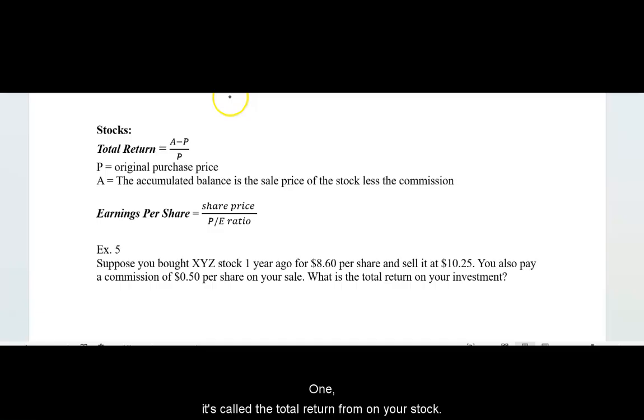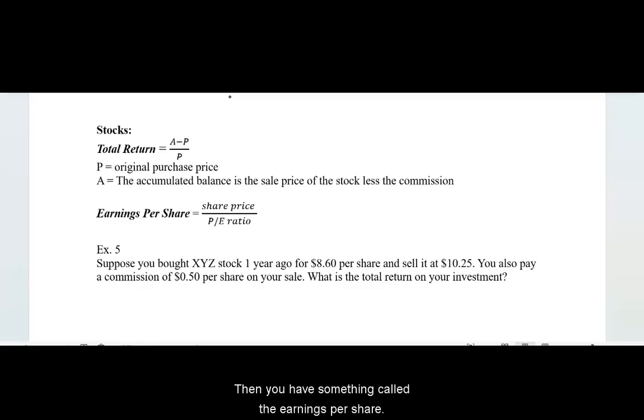One, it's called the total return on your stock. What is your total return? The formula is A minus P divided by P, but let's talk about what those variables are. P is the original purchase price, so whatever you originally paid for that stock. A is the accumulated balance, right? The accumulated balance, so it's the sale price of the stock minus the commission. If you did this, usually you're going to pay a commission if you did this through a financial advisor or it's different accounts. But that's what your A is. So it's what you basically make, right? And so we're talking about your total return.